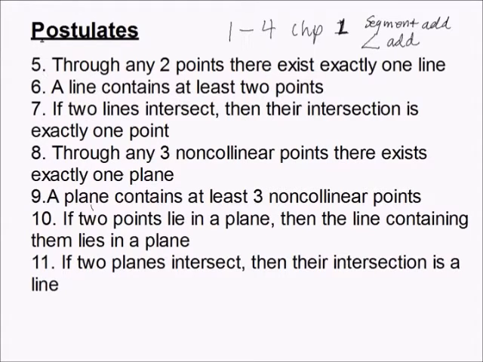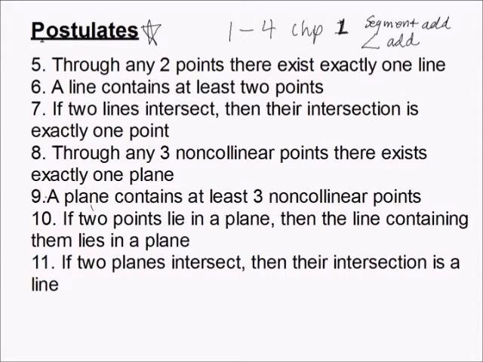Put a star somewhere in the title. These are really the meat and potatoes of this lesson. Postulate 5. Through any 2 points there exists exactly one line. Postulate 6. A line contains at least 2 points. Postulate 7. If 2 lines intersect, then their intersection is exactly 1 point. Postulate 8. Through any 3 non-collinear points, there exists exactly 1 plane.